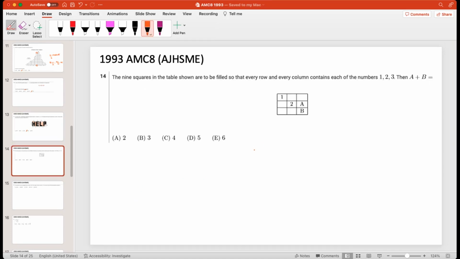The 9 squares in the table shown are to be filled so that each row and every column contains each of the numbers 1, 2, 3. Then a plus b is equal to. Oh, so they want the total of these two. So that's pretty easy to find. So now look at this.